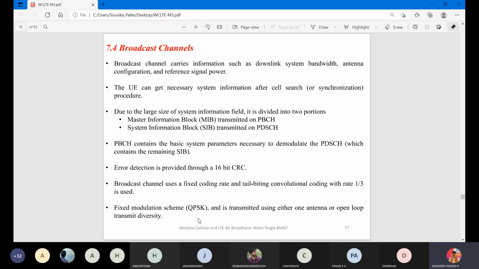Now, a fixed modulation scheme, which is QPSK, is transmitted either with one antenna or open loop transmit diversity. So you are going to use the QPSK modulation scheme for transmitting your data in the broadcast channel. By this, what we understand is that when I want to do a broadcast, for example, what we observe is that through WhatsApp we broadcast information because I select multiple people and I am broadcasting. So just observe why they name it a broadcast in WhatsApp, because of these reasons.